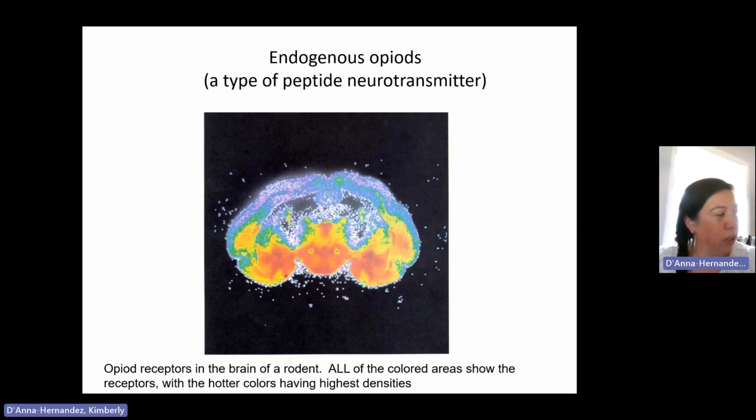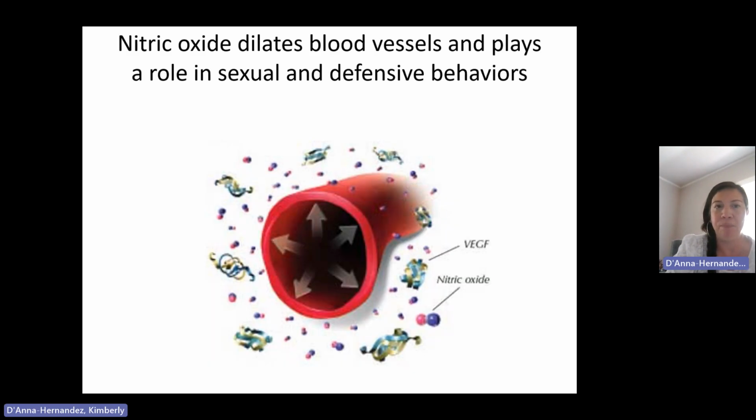This is just showing you a picture of a coronal section of a rat brain, and it's highlighting all of the opioid receptors. That is in the ventral striatum, which is the limbic system. So we know that the limbic system is important for reward. You can see how many areas can get activated in response to the opioid system being activated.